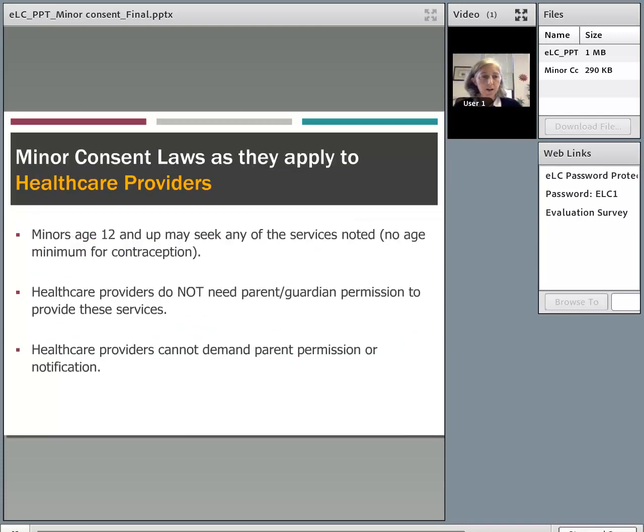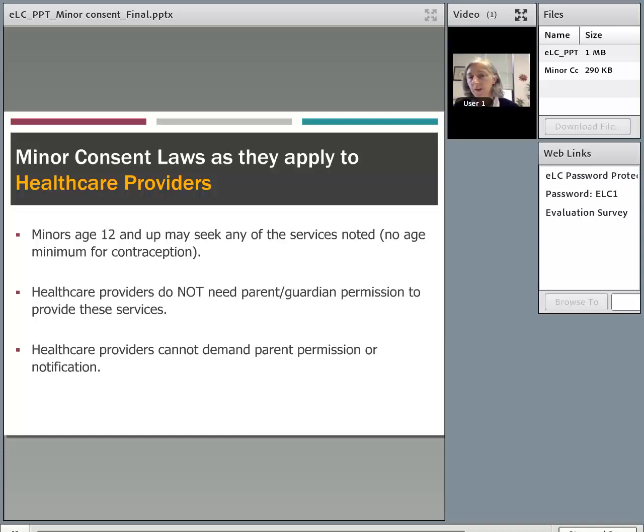As a summary, minors aged 12 and up can seek any of the services we just referred to, and of course, there's no age minimum for the pregnancy-related care, contraception, abortion. That means you do not need parent or guardian permission to provide the service, and in fact, cannot demand that someone have parent permission or notification. And this is true no matter where services are being provided.